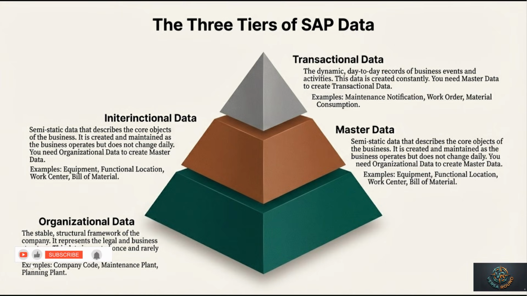In the middle, we have master data. This describes the objects of your business, your equipment, work centers, and bills of materials. It is semi-static, it changes, but not daily. At the top, we have transactional data. These are the daily records, work orders, notifications. You cannot create these without the first two layers.